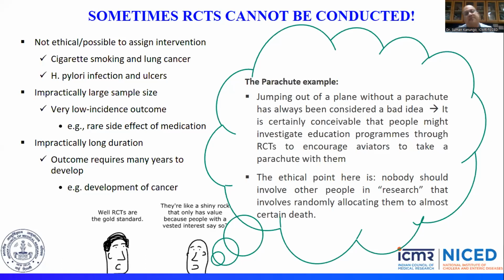And another example is the parachute example. This is very common. Everybody knows it: whether a parachute is safe or efficacious in a plane crash. One group we give a parachute, the other we do not give a parachute and ask them to jump. So this is not ethical. We cannot do that. It is certainly conceivable that people might investigate educational programs through RCT to encourage aviators to take a parachute with them. The ethical point here is nobody should involve other people in research that involves randomly allocating them to almost certain death. That is very important: that RCT cannot be conducted.